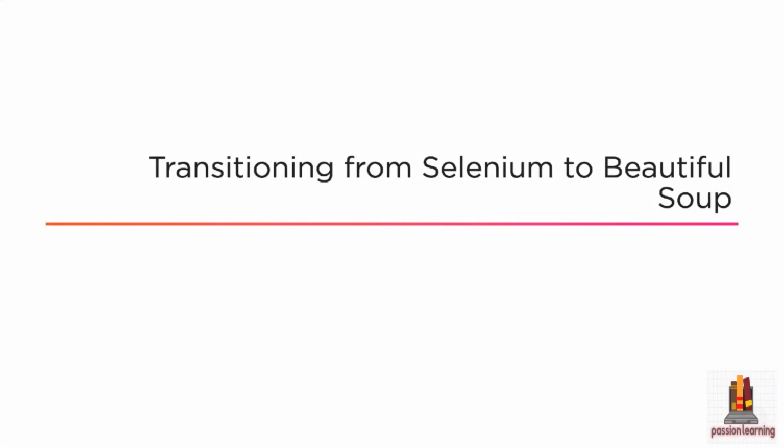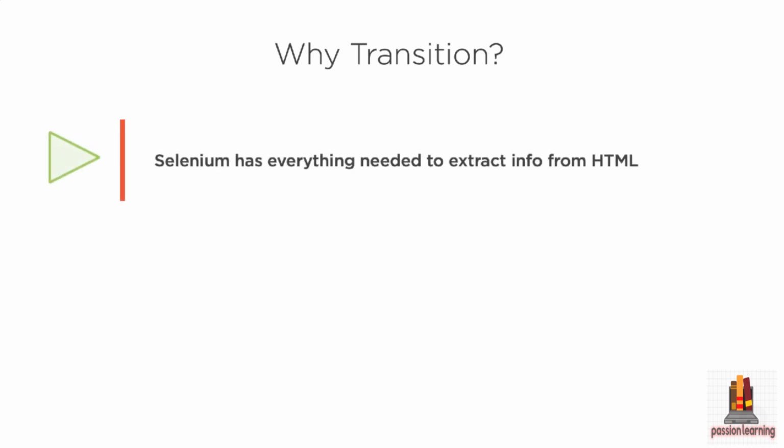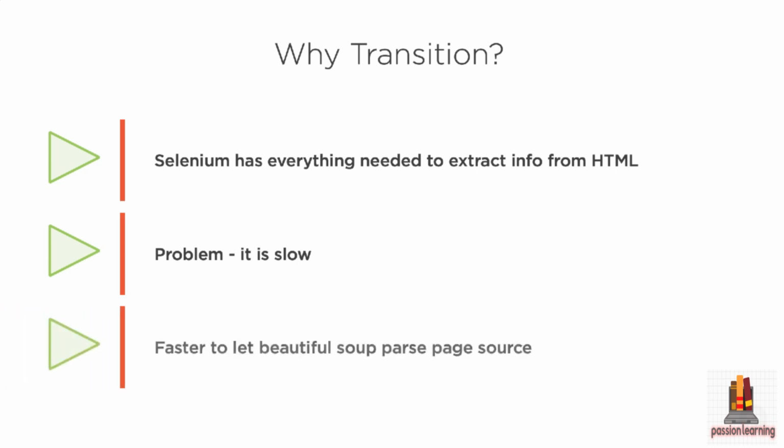Let's look at the why and how we transition from Selenium to BeautifulSoup. Firstly, the why of it. Selenium itself is quite powerful in terms of locating elements, and it basically has everything you need for extracting data from HTML. The problem is, it is slow. Every single Selenium command goes through the JSON via HTTP protocol, and there is a substantial overhead. In order to improve the performance of the HTML parsing part, it is usually much faster to let BeautifulSoup parse the page source.